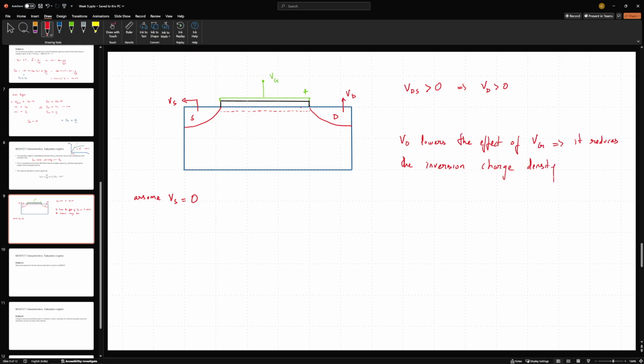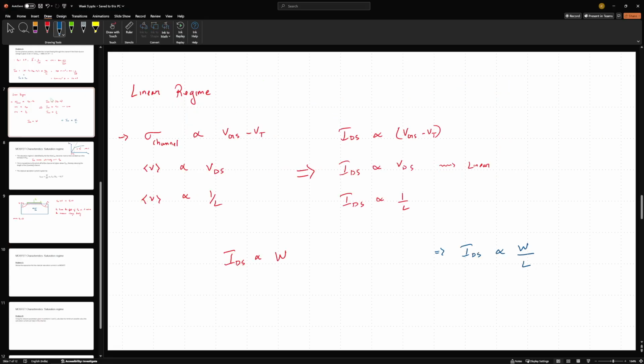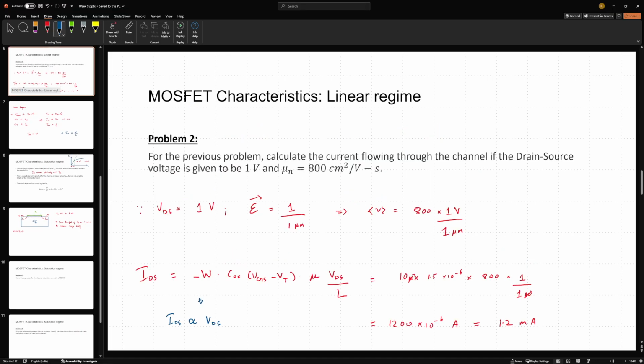Now remember, I have my current that flows in this direction. So IDS flows in this direction because it is the drain source current. Going back to this minus 1.2, there's a negative sign here because I'm essentially trying to measure the flow of electrons. So the current will always flow in the opposite direction.